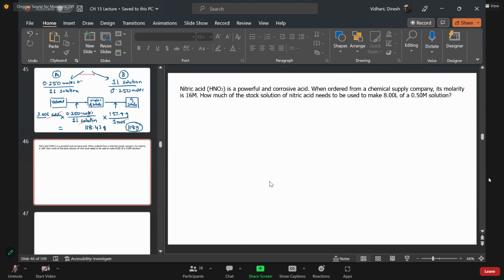So for nitric acid, you are given the molarity and how much stock solution. That means you are given the molarity of the stock solution, which is 16 molar. And you need to prepare 8 liters of 0.5 molar solution. How would you do that? Anyone? Any idea about that?